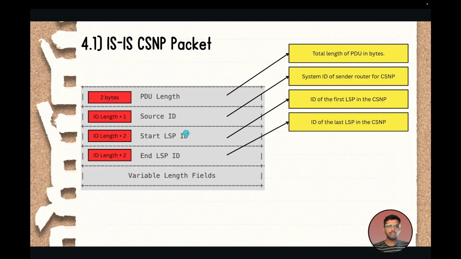Then we have the start LSP ID and the end LSP ID. That means the first LSP in the CSNP and the last LSP in the CSNP. That indicates the range of the LSP entries that we will be exchanging. Generally, if the entire LSP database is exchanged, then the start LSP ID will be all zeros, and the end LSP ID will be all ones. That is nothing but the CSNP packet.